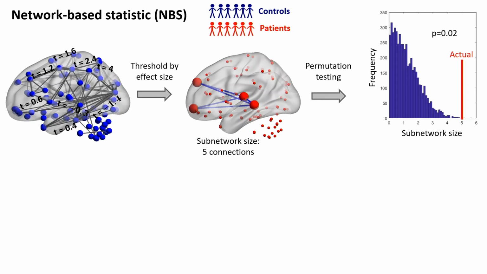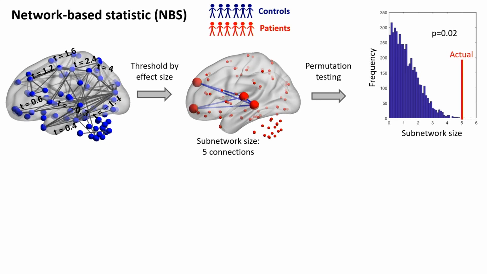To give you a bit of a rundown of how that works, effectively we set a minimum threshold, meaning an effect size, and we throw away all the connections that have a test statistic or an effect size below our desired threshold. In the remaining set of connections, we try to identify subnetworks. Subnetworks are just clusters of connections. In this example, we have a subnetwork that comprises 5 connections. And then we ask ourselves, what's the chance of finding a subnetwork comprising 5 connections by chance?